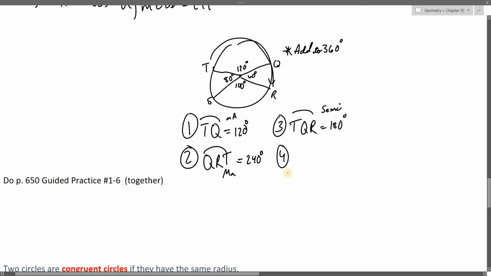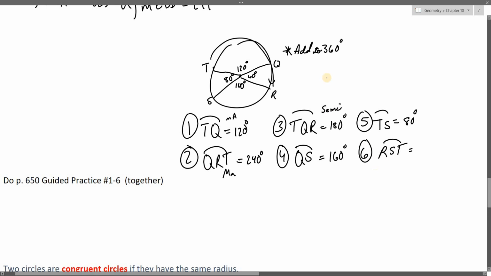Okay, and then number 4, here we go. Number 4 says QS. So here's QS. It says Q to S is 100 plus 60. Very simple, just 160. Number 5 is TS. So here we go. TS arc. So TS is simply just 80 degrees. And then number 6. Number 6 is RST. Major or minor, you should be thinking either a semicircle or major, can't be a minor.